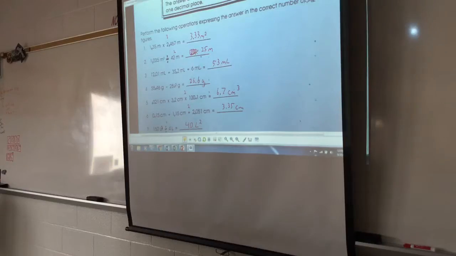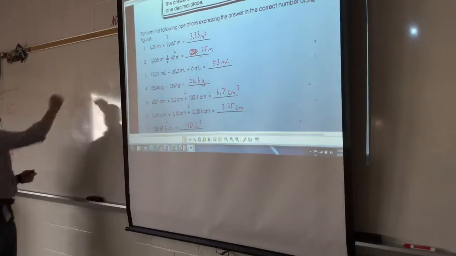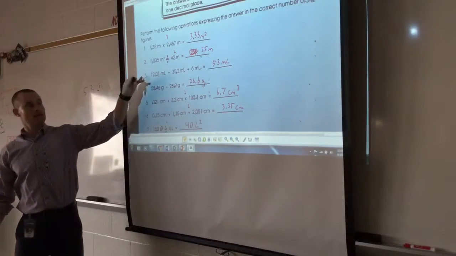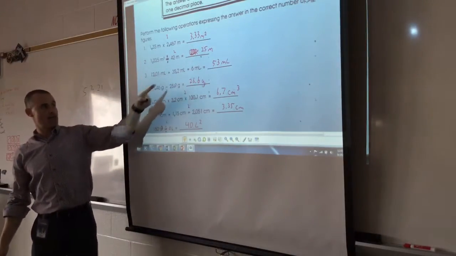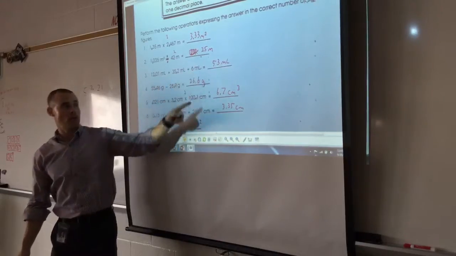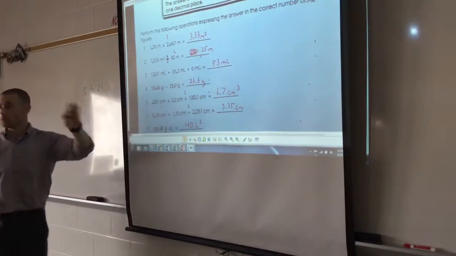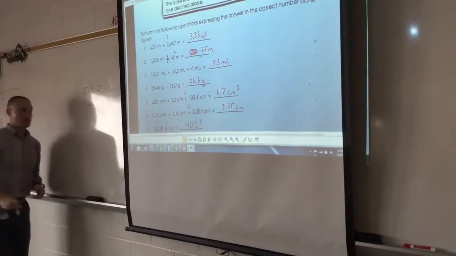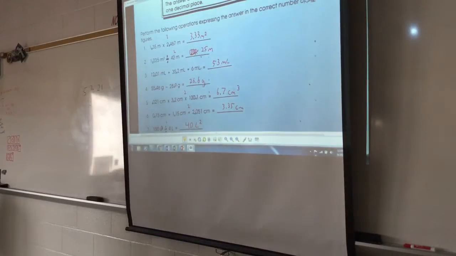So 12.01 plus 35.2 plus 6. I get 53.21 for number 3. That has 2 decimal places, that has 1, that has none. So I need a whole number answer, no decimal place. So 53.21 rounds, or doesn't really round, but stays at 53. So that would be number 3.